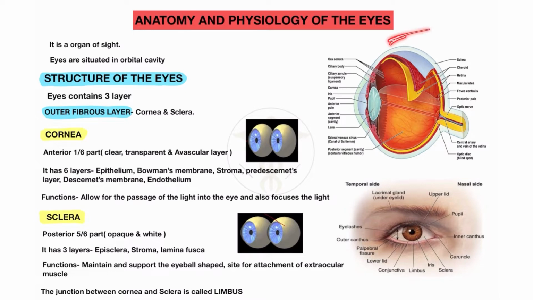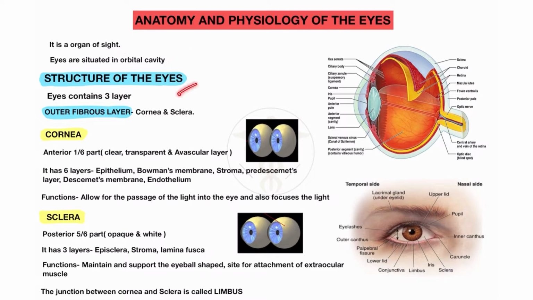What is the eye? The eye is an organ of sight, meaning it is used for vision. Where is the eye situated? It is situated in the orbital cavity in our body. Here is the orbital cavity in which the eye is situated. So the eye is an organ of sight and is situated in the orbital cavity.